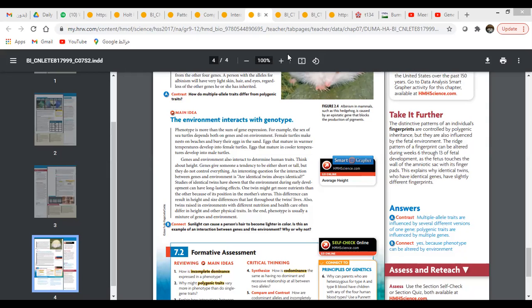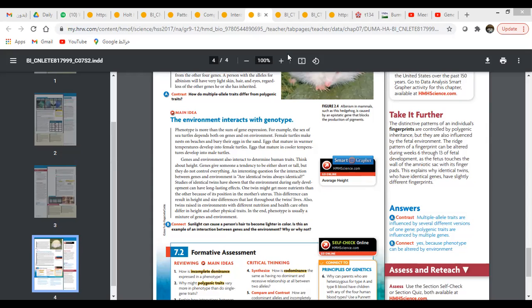تخيلوا؟ فأنا عندي الانفايرمنت أثرت على السكس of the sea turtle. اللي صار الإيجز اللي صار عندهم burying في warmer area طلع أكثرهم female turtle. الإيجز اللي كان عندهم were buried in cooler temperature طلعوا male turtle. فالانفايرمنت أثرت على الجينوتايب. فدائما تحطوا في بالكم إنه الجينز والانفايرمنت interact to determine a human trait.